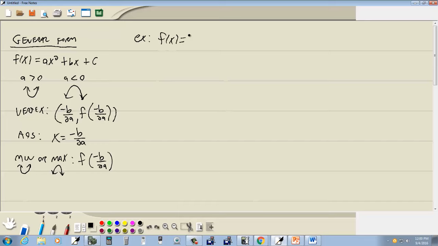Let's say I got f of x is equal to x squared minus 6x plus 7. First off, I identify my a, b, and c. a is whatever number's in front of your x squared, so a is 1. b is whatever number's in front of your x, which is negative 6. And c is your number at the end, which is 7. Now, since a is positive, I know my graph opens up if I was going to graph it by hand.